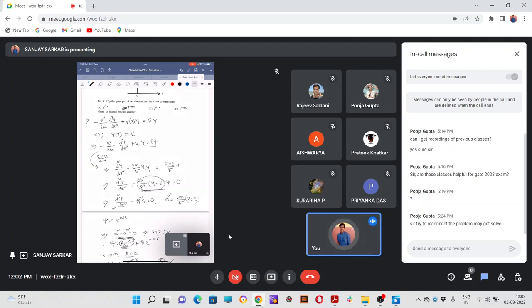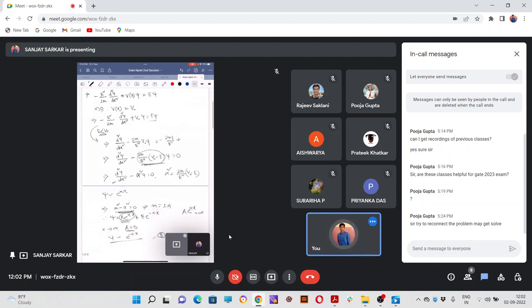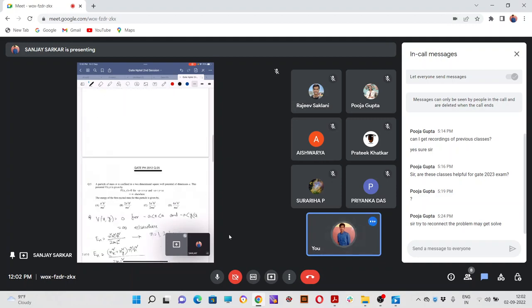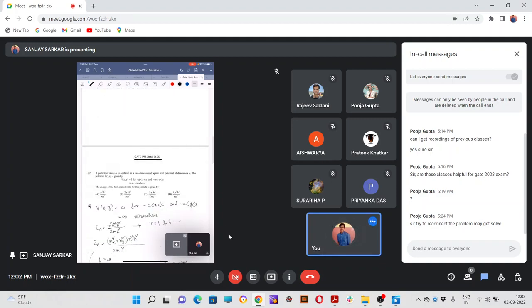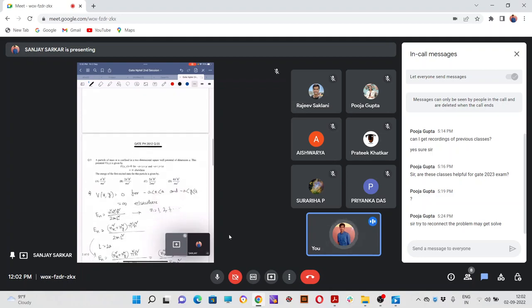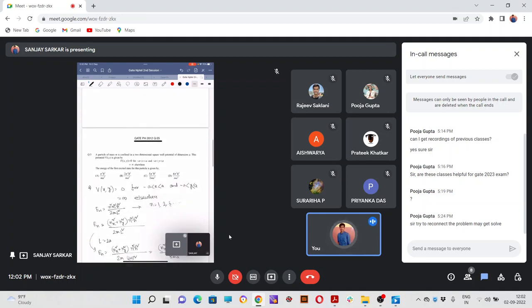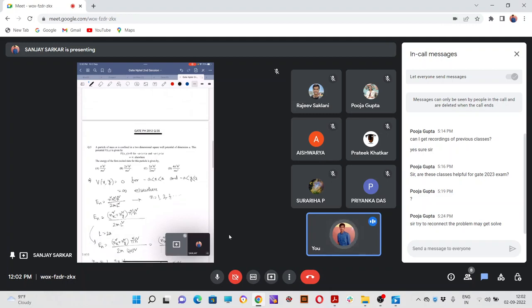Since the sound is not coming in the videos, I'll solve the next question live as well. The next question is GATE Physics 2012 question 5. This is regarding a two-dimensional square well potential, so this will cover the topic I have discussed earlier.